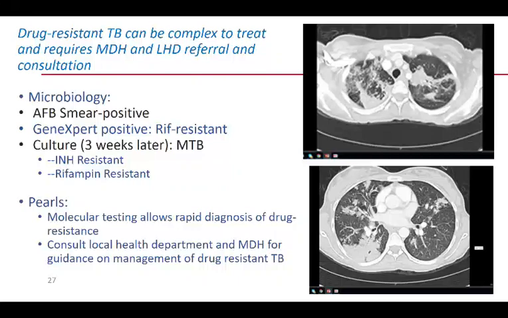Culture results became available several weeks later, with phenotypic drug susceptibility testing indicating both isoniazid and rifampin resistance. This case scenario, therefore, represents an instance of multi-drug resistant tuberculosis. All cases of MDR-TB require a Maryland Department of Health and local health department referral for further consultation.